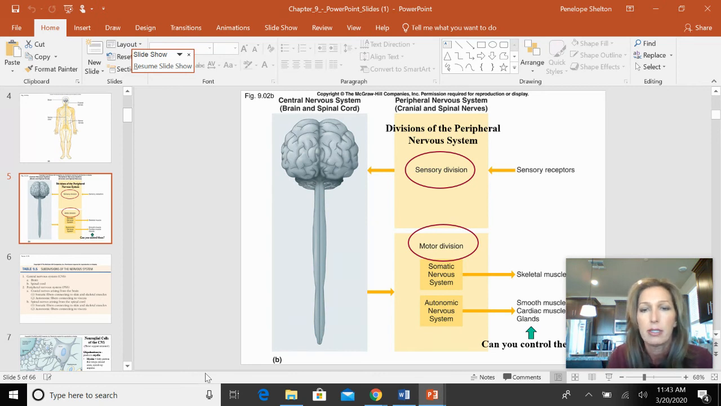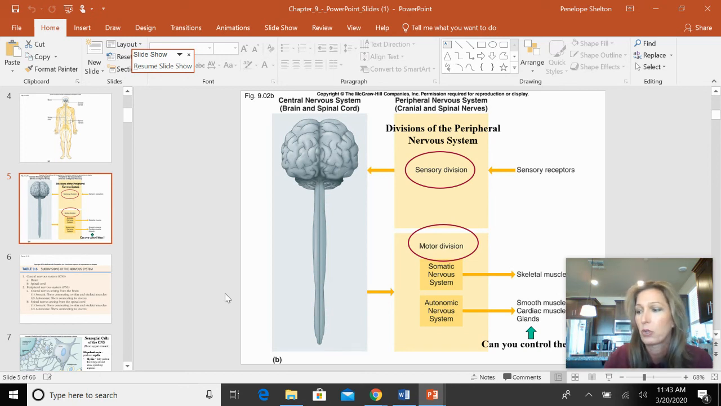So we've already discussed within that motor division the somatic versus autonomic. When we talk somatic, remember that's what you have some control over, and what we have some control over in that motor division is our skeletal muscles. But it's the autonomic division that's a lot more complex. The autonomic division, those are the things that happen automatically, so we don't have any control over those. Our smooth muscle, our glands, our cardiac muscle, those are automatically controlled for us.